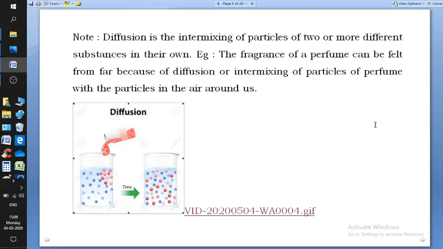So this intermixing of the particles of two different substances, water and ink, happens on their own without anybody's help. This intermixing of particles is called diffusion. So they diffuse with each other.